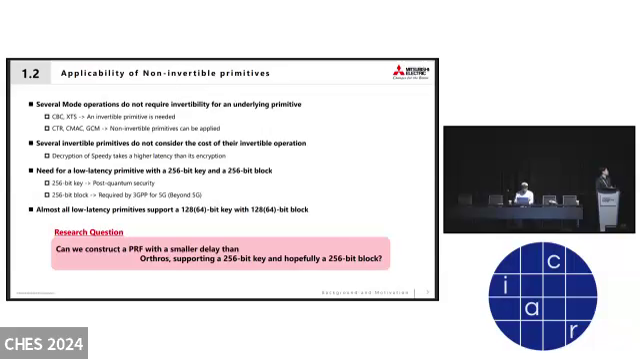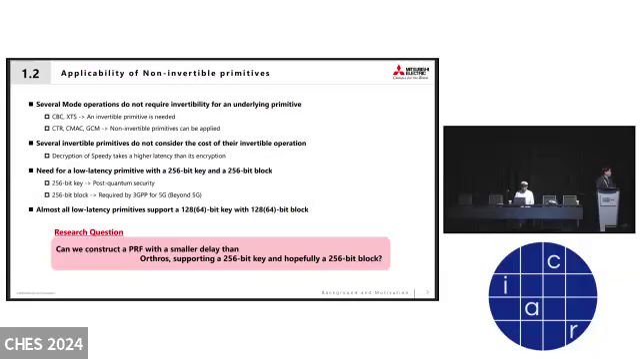Regarding the block size and key size, 3GPP said a low latency primitive with 256-bit blocks will be necessary for 5G and beyond 5G systems in the future. And of course, it should support 256-bit keys for post-quantum security. However, almost all proposed low latency primitives support only a 128 or 64-bit key with 128 or 64-bit blocks.